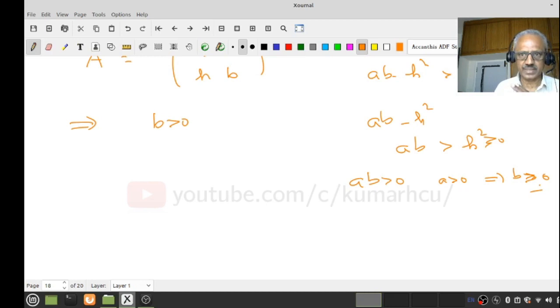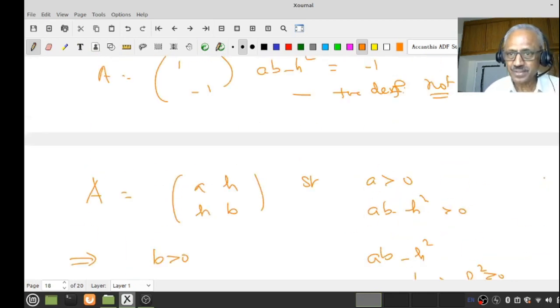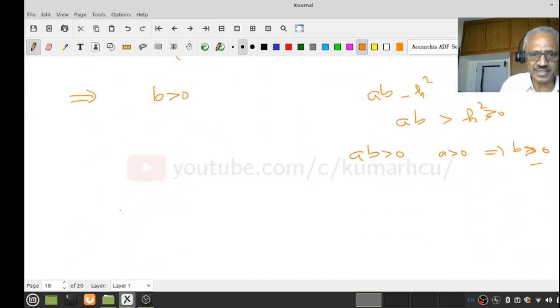Do you understand that? AB minus H squared is positive, therefore AB is greater than H squared. H squared I do not know; H may be 0, therefore H squared is greater than or equal to 0. But then AB is strictly greater than H squared. That means AB is positive. But A is positive, therefore B is positive. So, a necessary condition I can say: A is positive and AB minus H squared is positive.